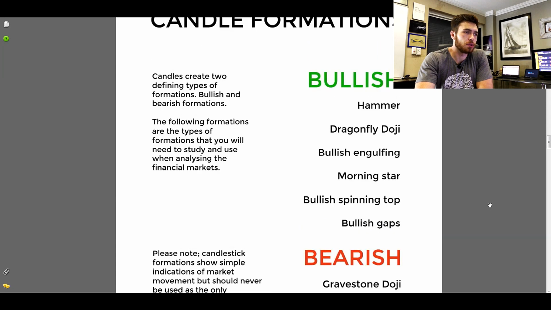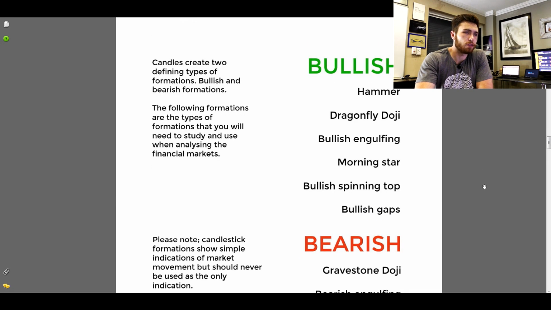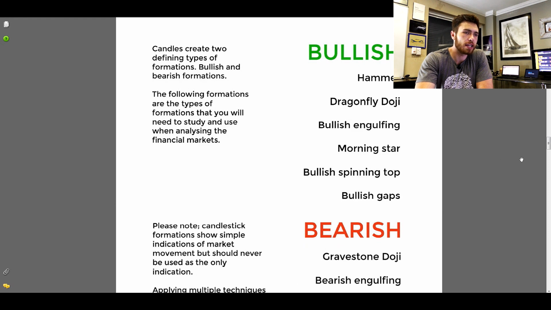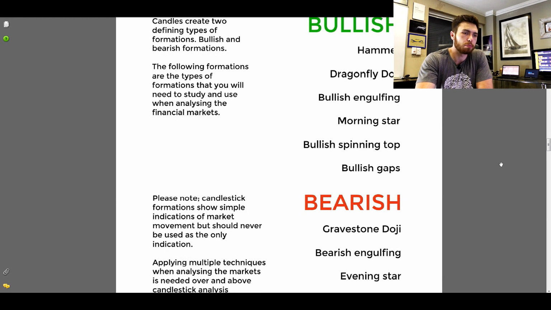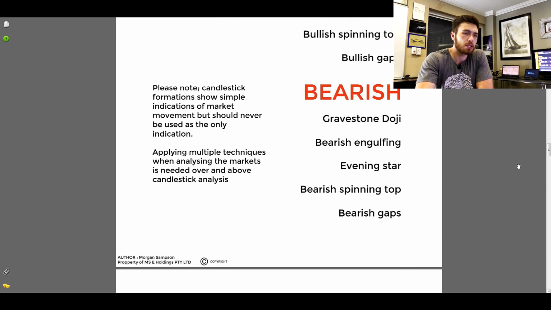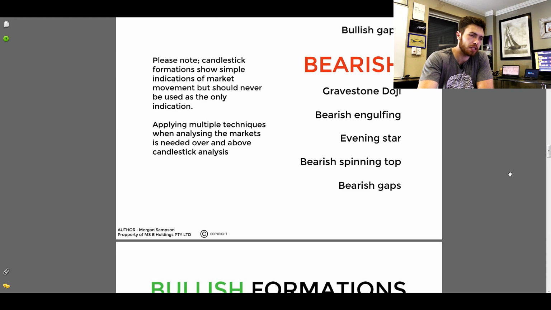Okay, so back onto the PDF, for the bullish formations, we're going to be talking about the hammer, the dragonfly doji, the bullish engulfing, the morning star, the bullish spinning top, and bullish gaps. For bearish, we're going to be talking about the gravestone doji, the bearish engulfing, evening star, the bearish spinning top, and bearish gaps. Very, very simple.